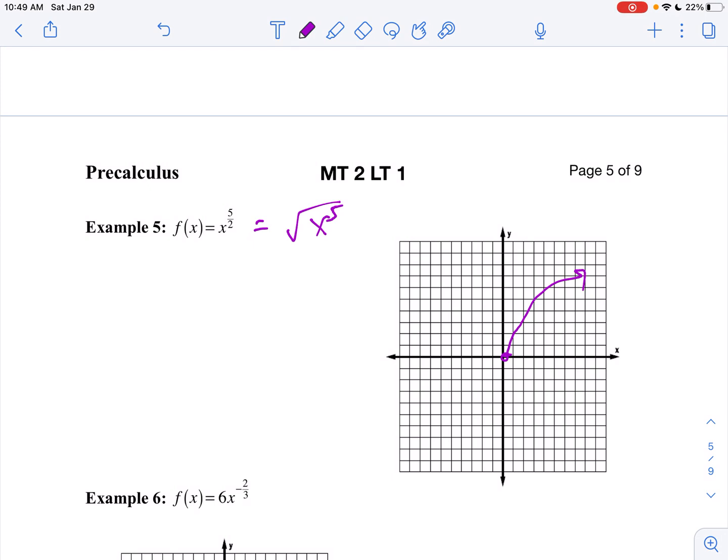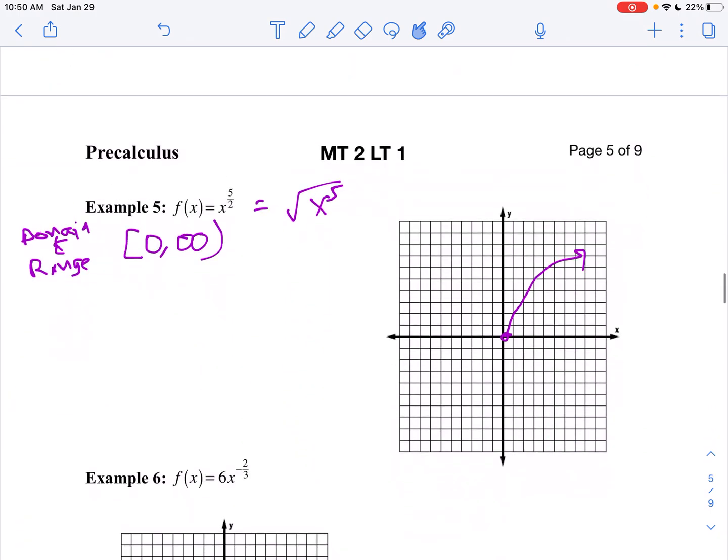So now what we can say is our domain would be from 0 to positive infinity. It is defined at 0 because I can take the square root of 0, I get 0. And then my range is also from 0 to positive infinity. So I'm going to rewrite that as domain and range because they're the same. And then follow my directions here.